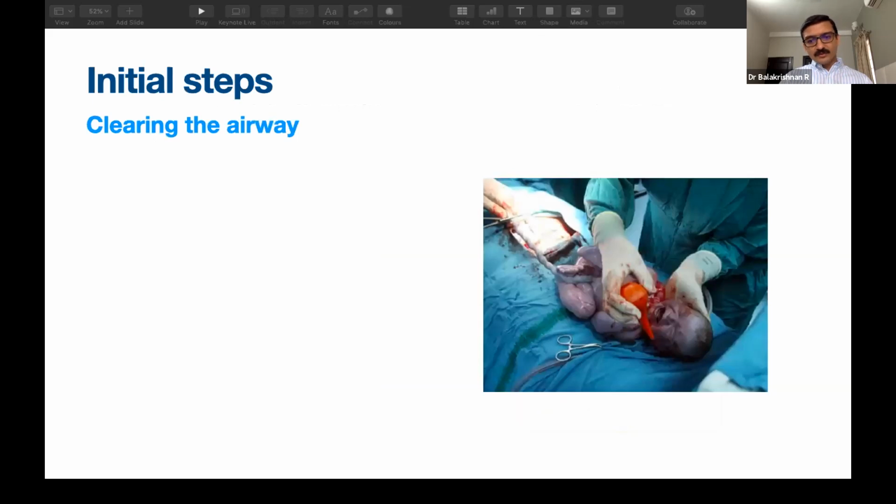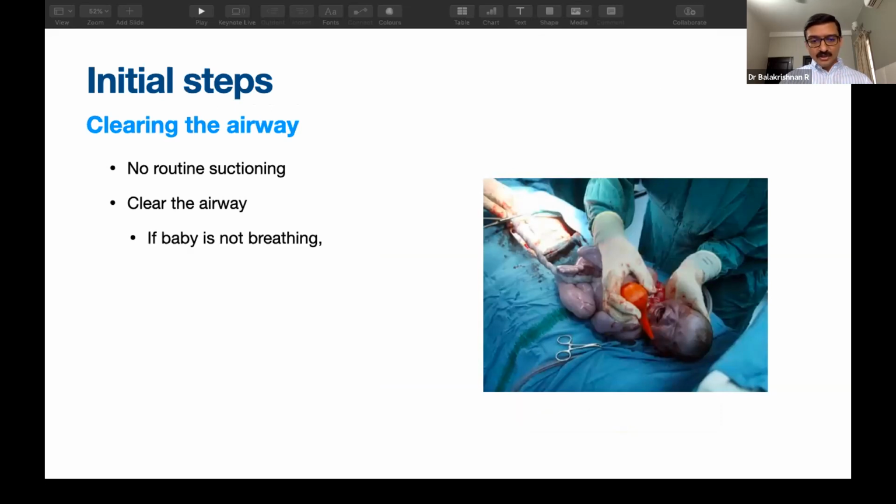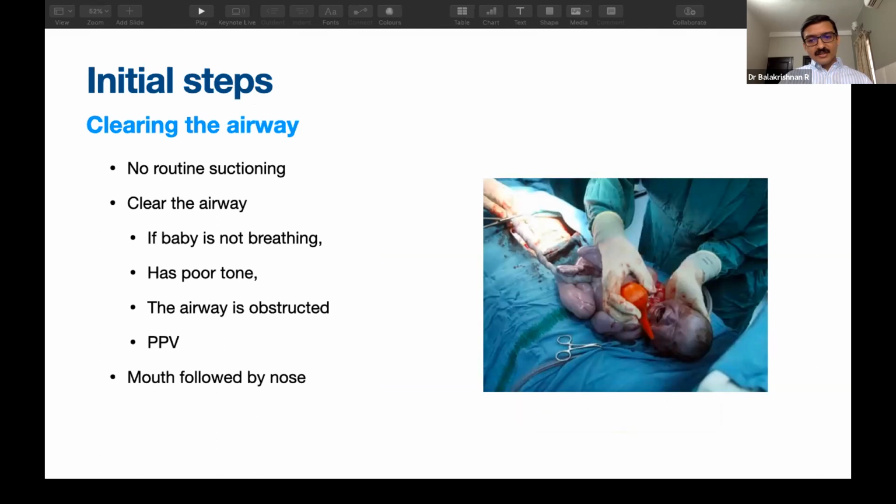And once we have positioned, we need to clear the airway. Again, no routine suctioning for all the babies. We need to clear the airway if the baby is not breathing, if the baby has poor tone, if the airway is obstructed, or the baby would need positive pressure ventilation. And suction has to be done first with the mouth, followed by the nose. As said earlier, we should use a suction catheter of 10 to 12 French with a pressure of around 80 to 100 millimeters of mercury.